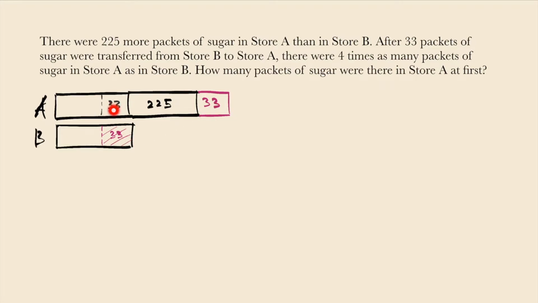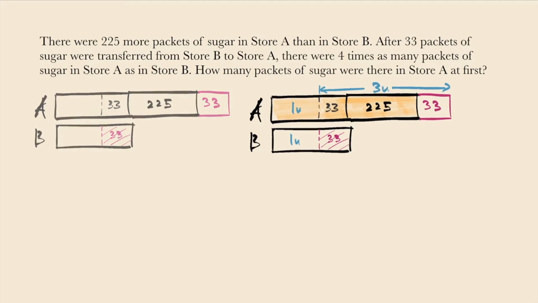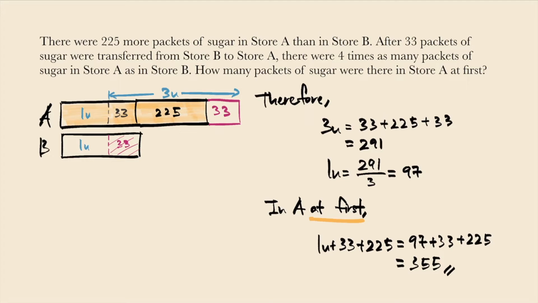There were 4 times, which means 1U and 4U, yeah? So 1U, where's the 4U? Right, this is 4U, which means this part here must be 3 units. And with this, an equation can be formed. 3 units is therefore 33 plus 225 plus 33, 1 unit is 97.